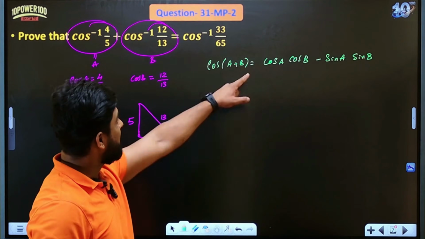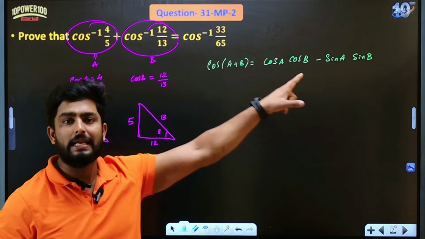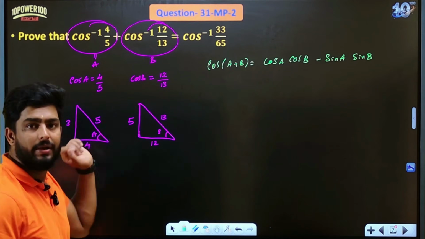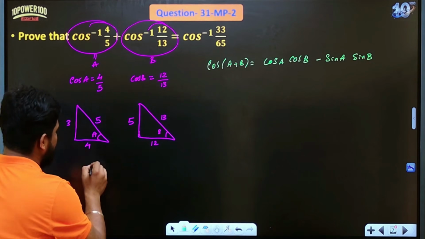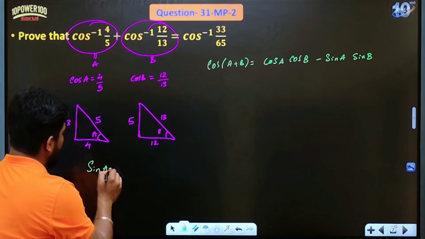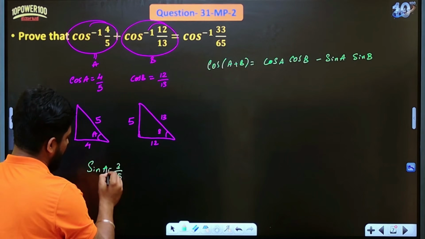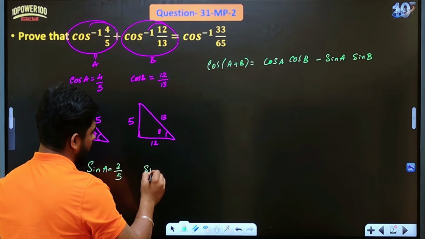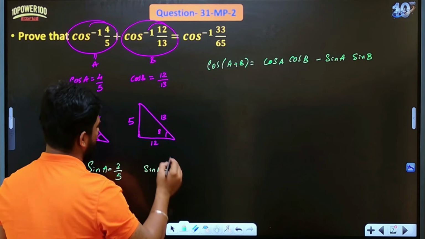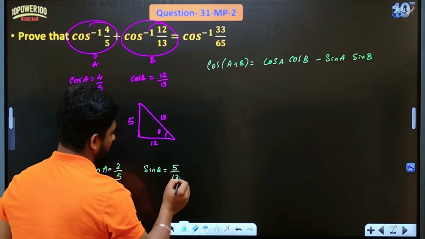So for this, we know the cos a cos b values; we need sin a sin b. So that is what we are going to find out by using these two triangles. So here, take sin a. What is sin a? Sin a is opposite by hypotenuse, so it is 3/5. And sin b is how much? Sin b is equal to 5/13, kids, that's it.